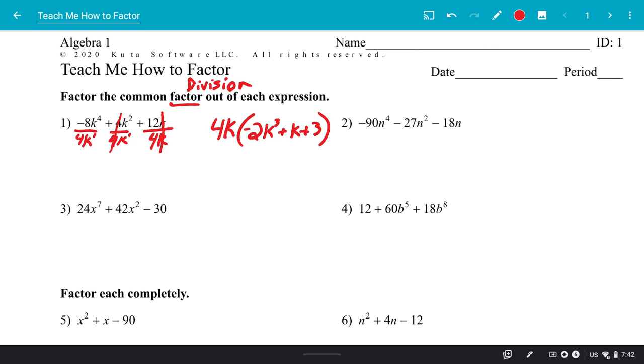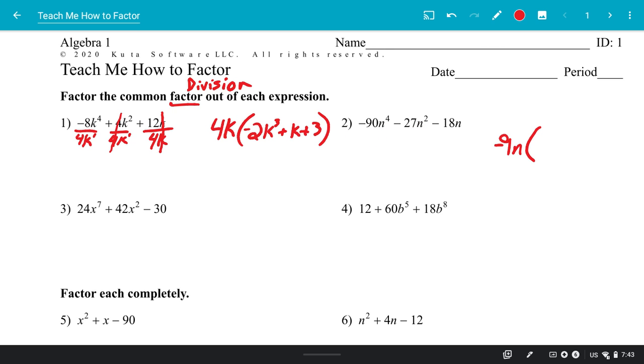All right, let's look at number 2. Number 2, I can see that I can pull out what's the largest number that goes into all three of these would be 9. And since they're all negative, I'm going to pull out a -9. Then I can also see that there's an n in all three of those, and this is the smallest n, so I can pull that out. So I can pull out a -9n.